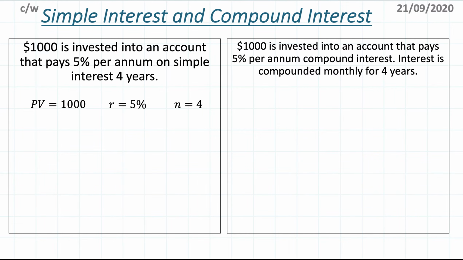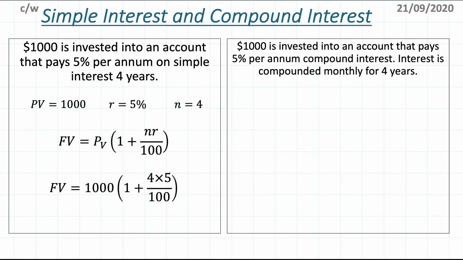So first, let's do the simple interest. I'm going to lay out all my values. My present value is 1,000, my rate is 5%, and my years is 4. I'm just going to take my formula and substitute my values in there. 1,000, open bracket, 1 plus 4 times 5 divided by 100. The divided by 100 is just to make sure that the rate converts to a decimal, so 0.05. And that's going to give me 1,200.